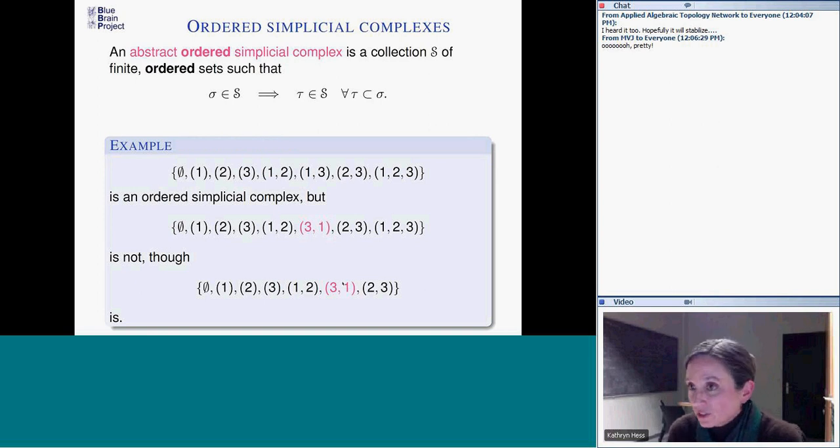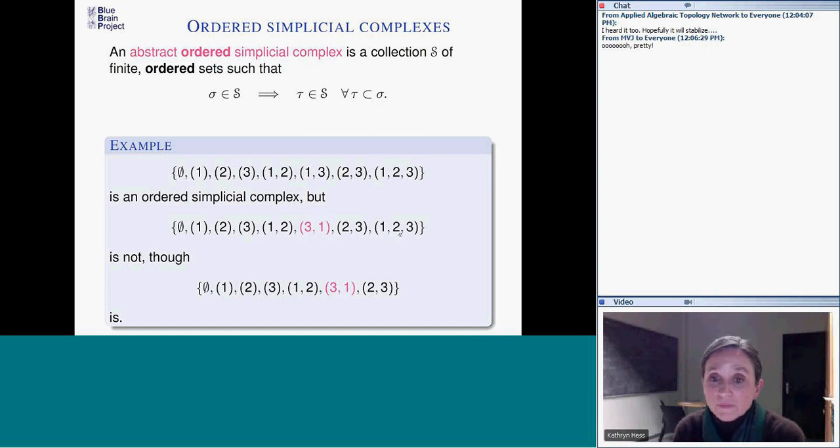So instead of just the usual simplicial complexes, we're going to think of ordered simplicial complexes. An ordered simplicial complex is just a collection of finite ordered sets, or lists, if you will, such that if an ordered set sigma belongs to my simplicial complex, then every subset does as well, and it inherits an order from the order on sigma. Look at the example here. I have all the subsets of this list 1, 2, 3, and so that's going to be an abstract ordered simplicial complex.